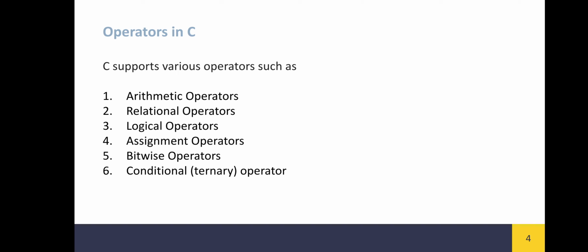Then we have assignment operators. For assignment we use equal to, which assigns a value to the variable. Then we have bitwise operators like bitwise AND, bitwise OR, bitwise XOR, bitwise NOT, then left shift and right shift. Left shift and right shift are performed on bits, that is, they shift the bits of the first operand to the left or right by the number of positions specified by the second operand. Then we have the ternary operator at last, which evaluates a condition and returns one of two expressions based on the result of the condition.